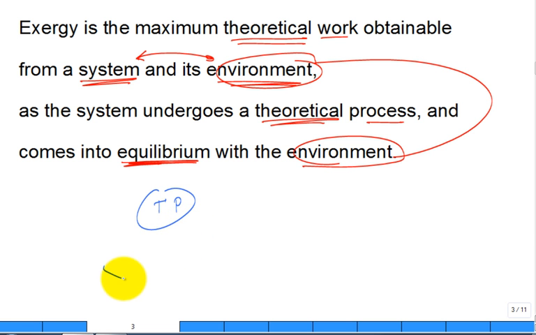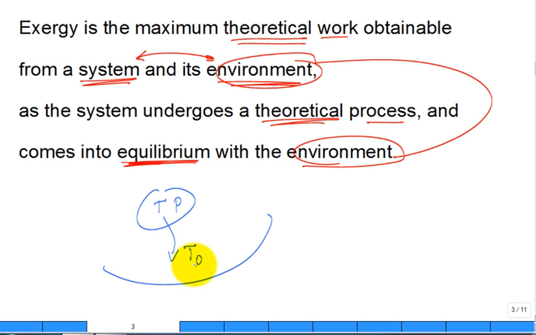Well, you say, you know what? I'm going to be able to transfer some heat and try to make some work out of that. But eventually, that temperature of the system is going to drop. What's the lowest that it can drop to? Well, when it comes into thermal equilibrium with the environment.